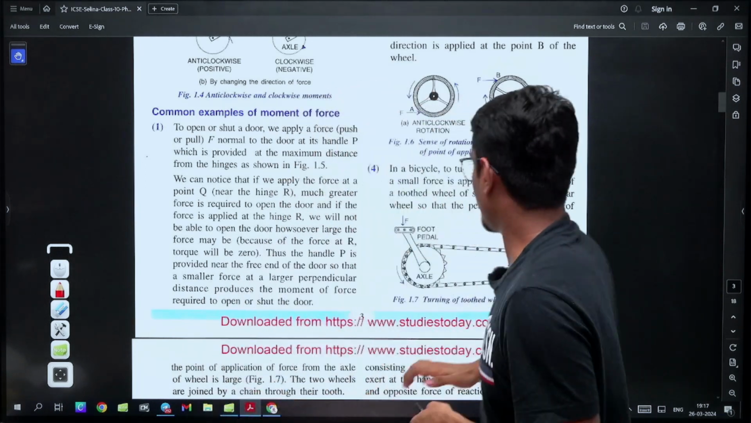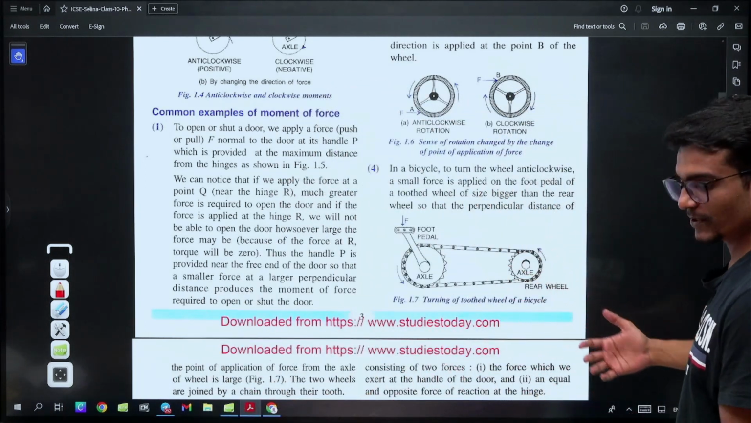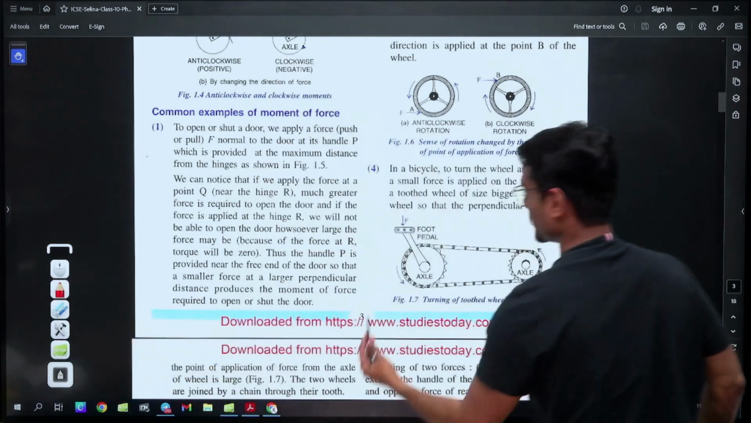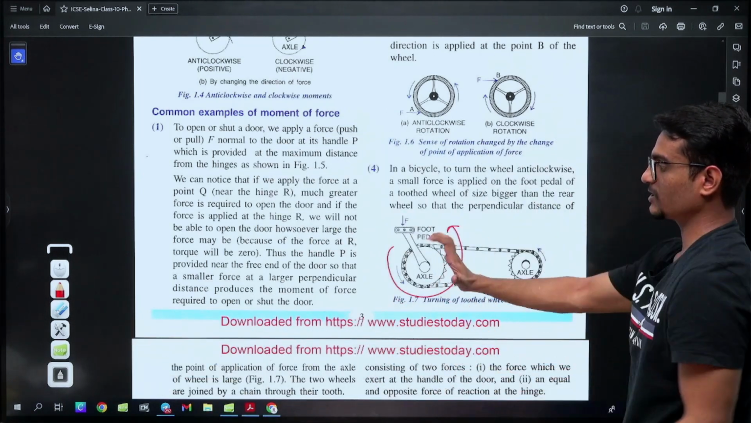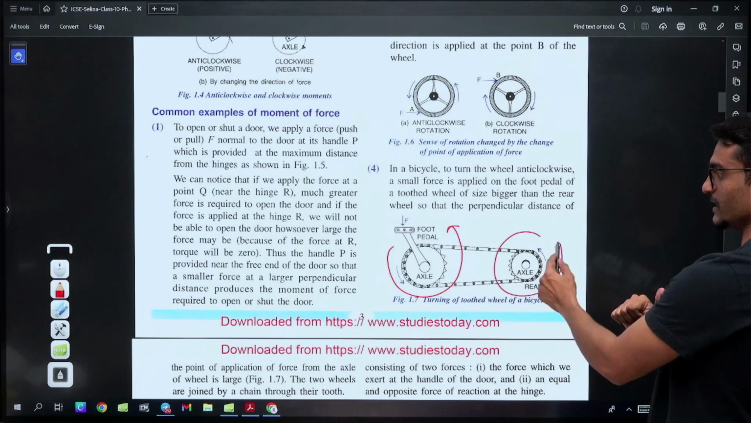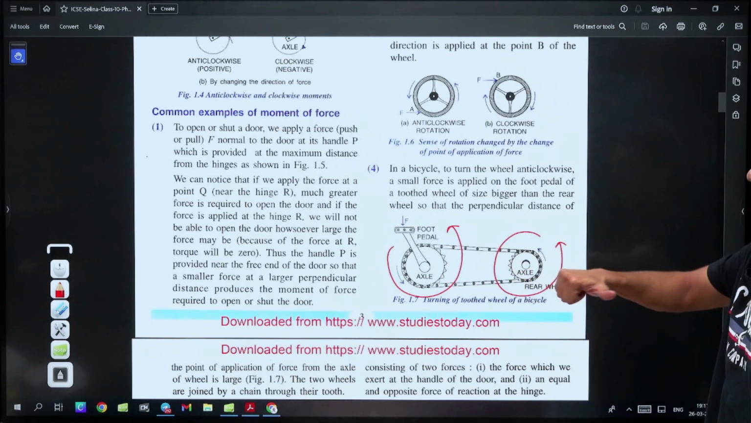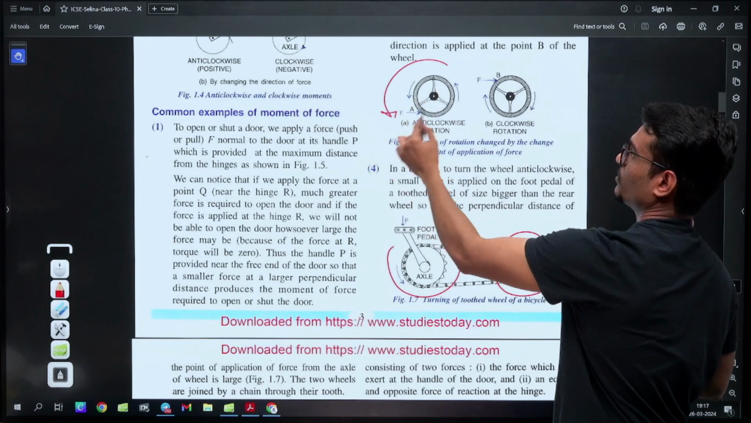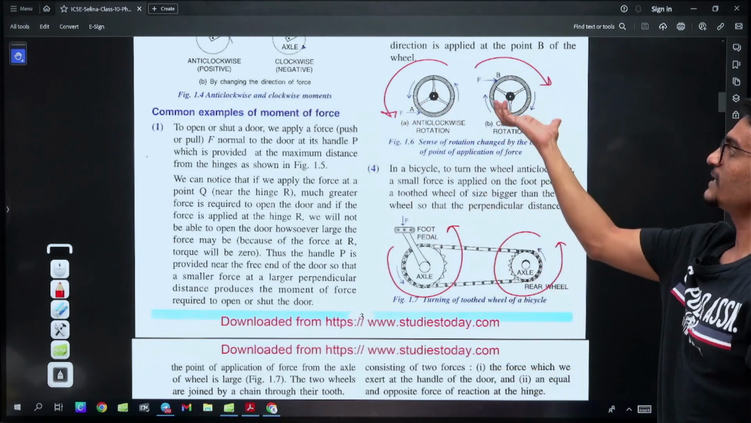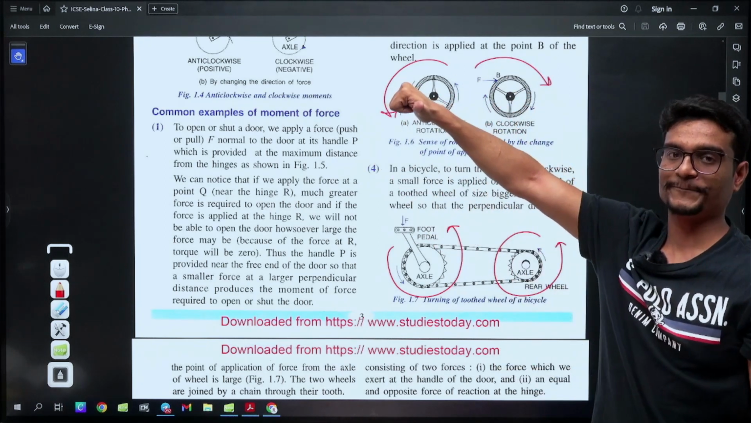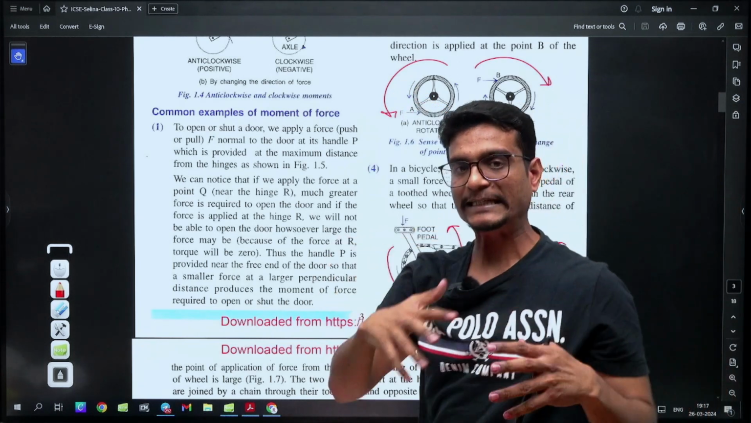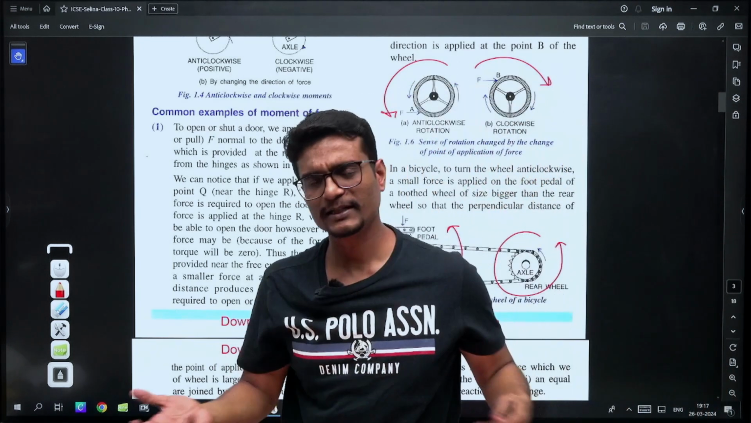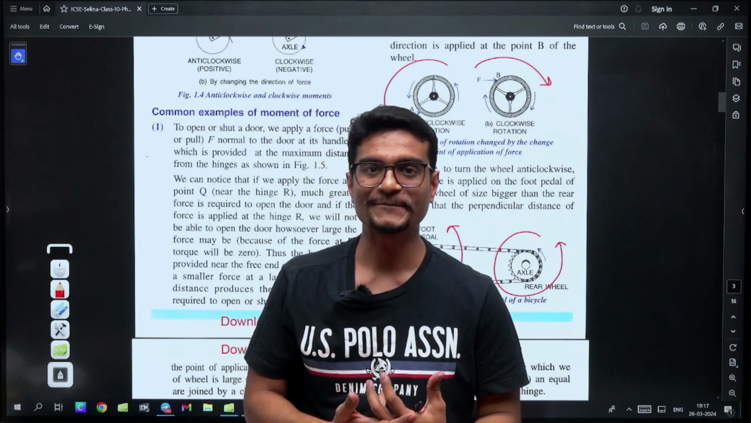Okay, and they are discussing the direction. You can see that this is anti-clockwise, the direction is positive. This is also anti-clockwise, the direction is positive. Same thing: anti-clockwise rotation, clockwise rotation. Clockwise is inside, anti-clockwise is outside. So I want you to read this thoroughly. They are the same things that we are discussing.